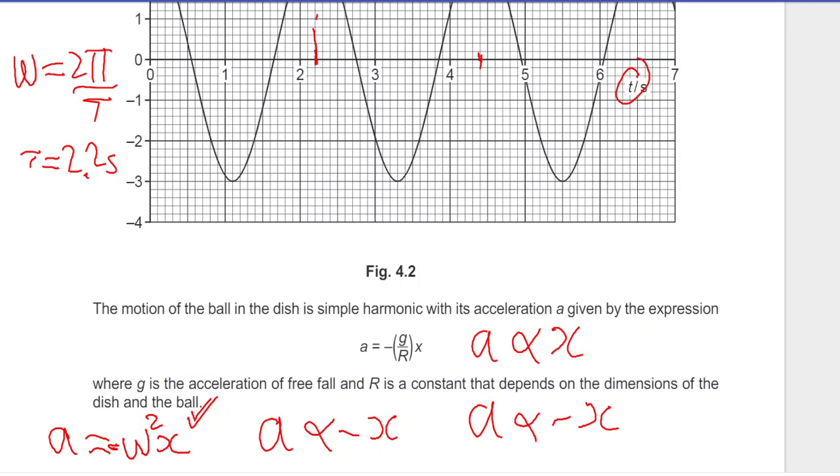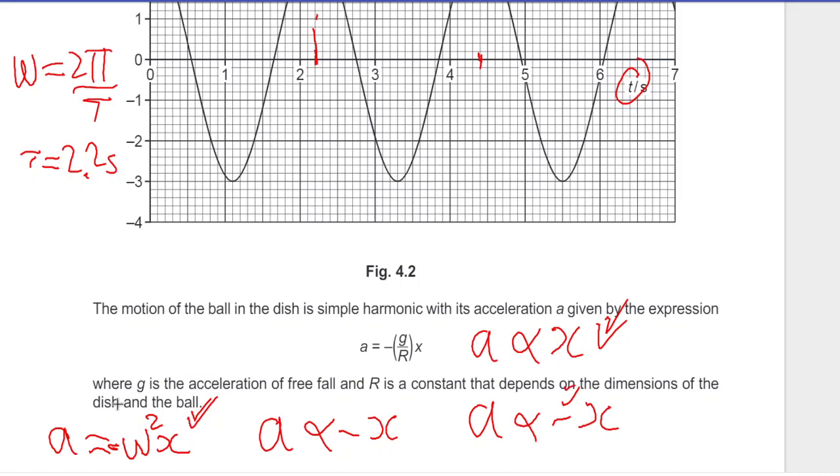Remember, when you're asked to define simple harmonic motion: it is periodic motion whose acceleration is proportional to the displacement from a fixed point and also directed towards that fixed point, with acceleration and displacement in opposite directions, shown by the negative sign.